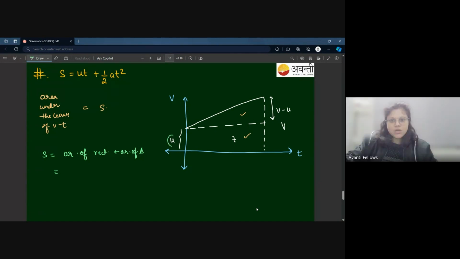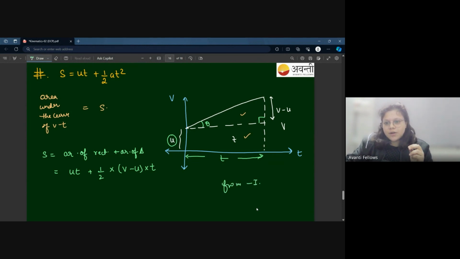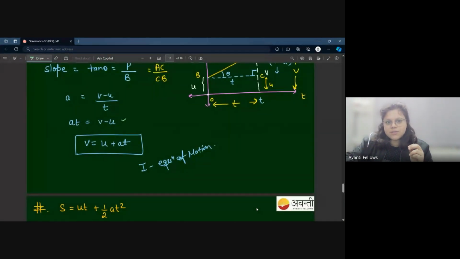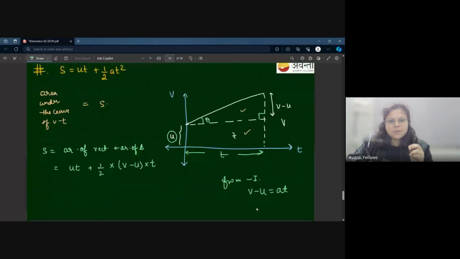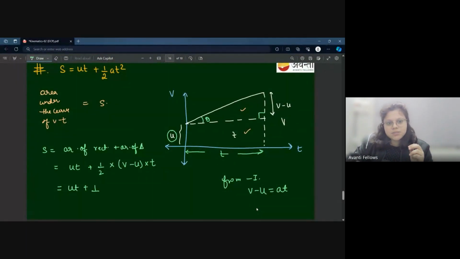So the length of this rectangle is U and the breadth would be T. So it is UT plus the area of triangle, which is half into base into height. So let's say this is 90, this is theta. If you are considering base V minus U, the height would become T. Okay? From the first equation, you can have V minus U as AT. You can check it over here. V minus U is equal to AT. Now just substitute this value over here. UT plus half AT multiplied by T, and this becomes your second equation of motion. Right?